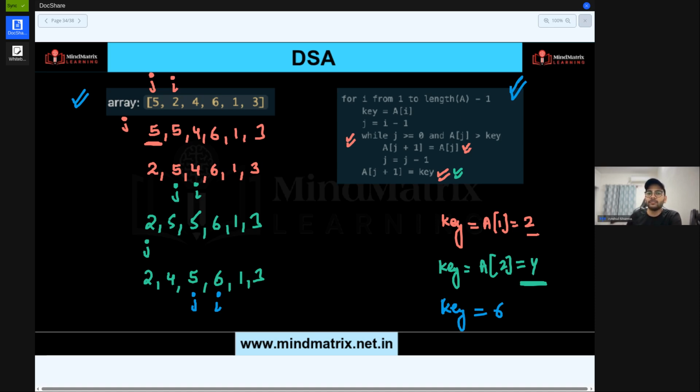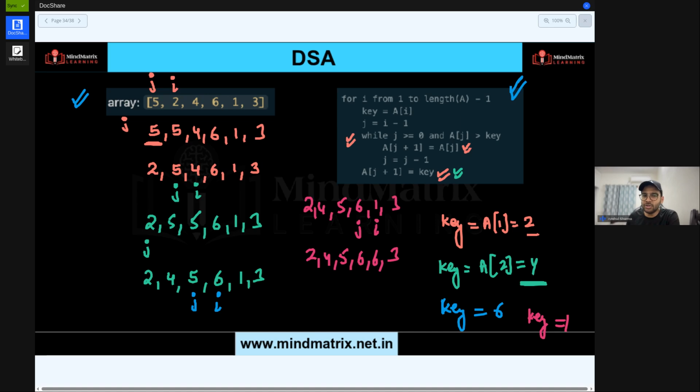Fine. Again, I will be incremented further, same as j. So now we have something like this. Now carefully see this, this will give you more clarity. Now I is here, j is here. j is equal to I minus 1, so j is here just before I. j is greater than or equal to 0? Yes. A of j greater than key? Key is 1 now. 6 is greater than 1? Yes. So what do you do? You shift 6: a of j plus 1 is equal to a of j. So you shift 6 here. What do you get? You get something like this.